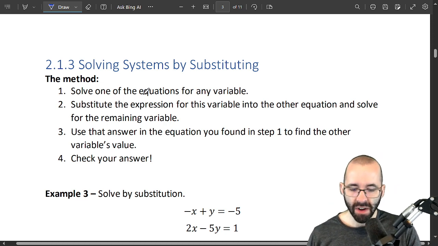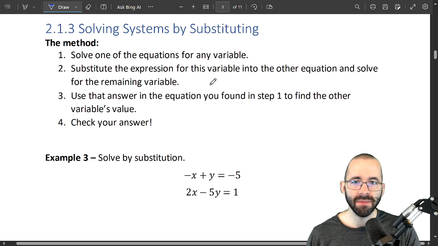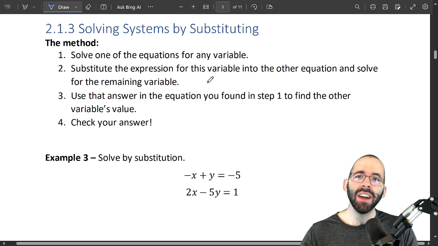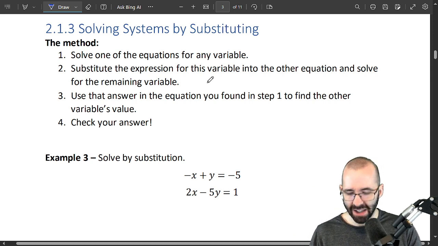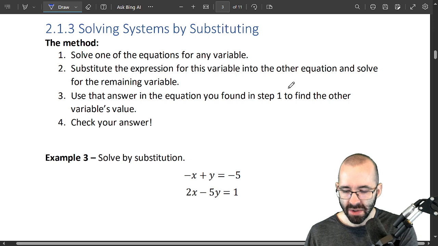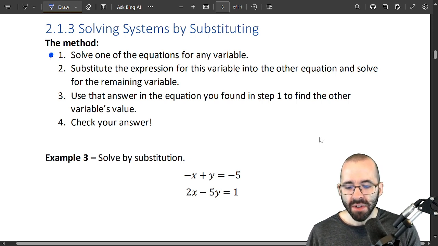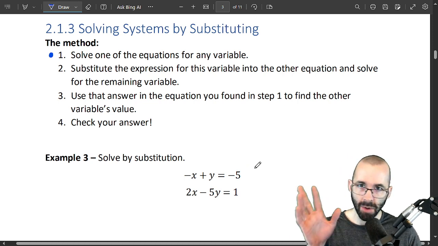So here's the method. You solve one of the equations for any variable. Let's do that. I'm not going to go through the method. Let's do an example, and I'll go through the method as we're doing the example. Let's start with example 3. We're going to start with step 1, okay? So here's where we are right now. Solve one of the equations for any variable. Lots of choices. 4, actually.